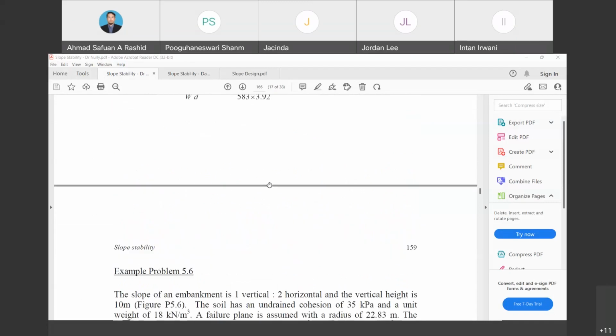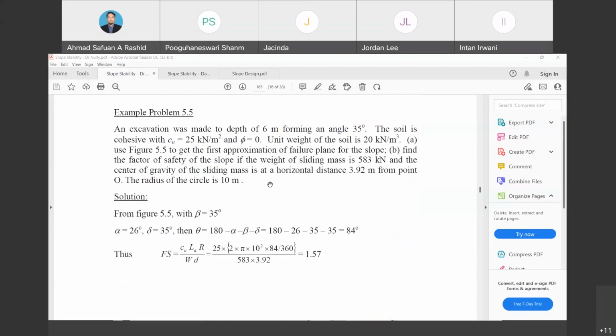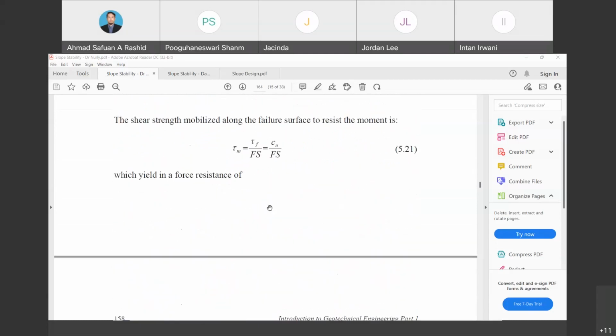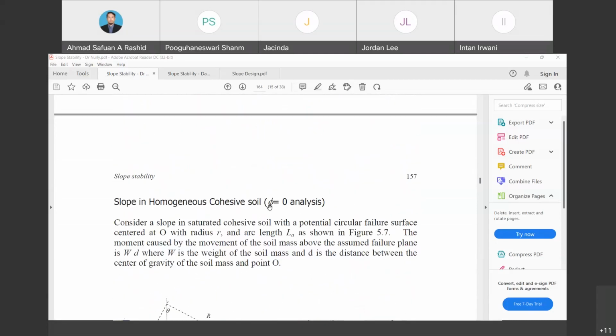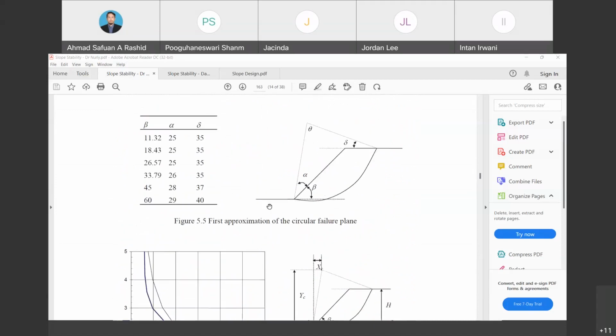So we look at the first example. An excavation was made to a depth of 6 meters forming an angle of 35. The soil is cohesive with Cu of 25 and phi equal to 0. The unit weight of the soil is 20. By using figure 5.5, we refer to figure 5.5.